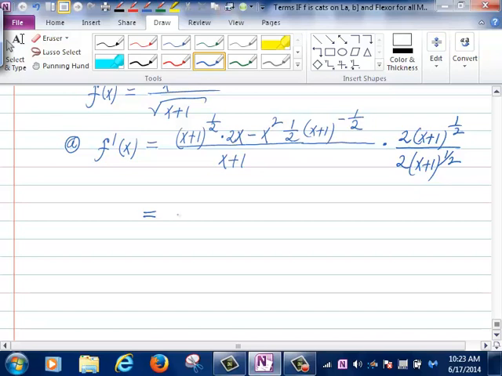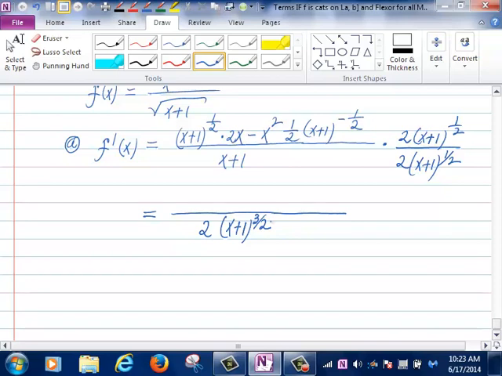So note in the denominator, then what do I get? When I multiply the two denominators, I get 2 times what? x plus 1 to the 3 half, right? Because it's 1 plus a half. The exponent on x plus 1 is 1. I am multiplying these two denominators. The exponent on this guy is 1, so it's going to be 3 half.